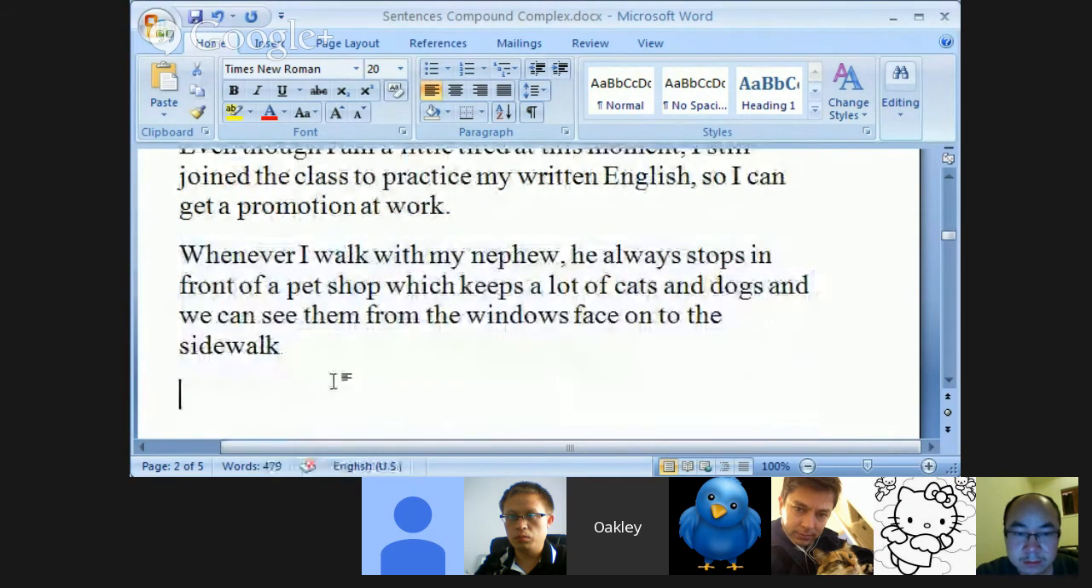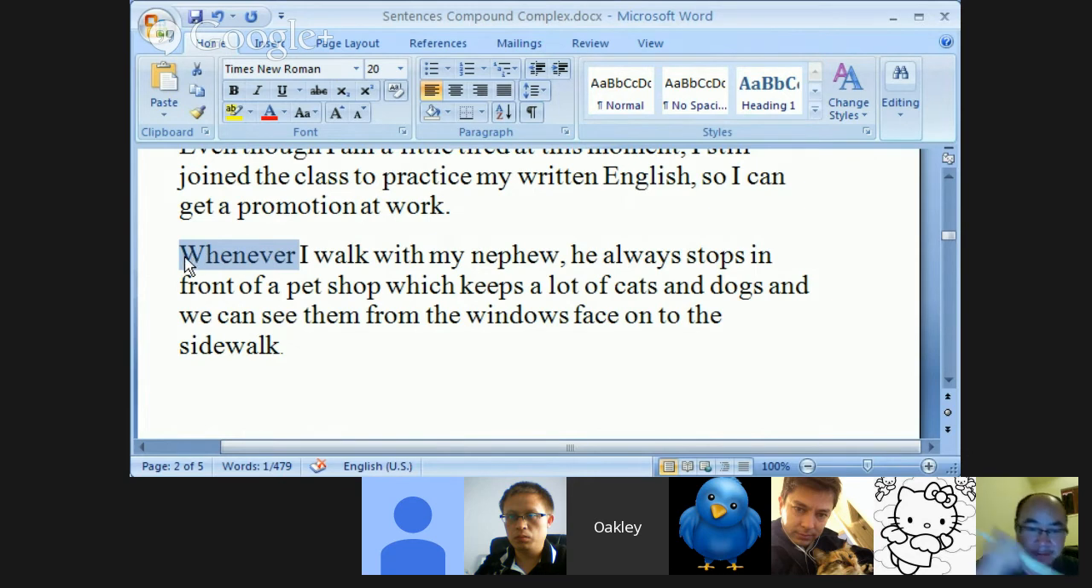Okay, there we go. All right, let's take a look. Whenever, that is clearly a subordinator. Sorry, bad pronunciation. Whenever I walk with my nephew, okay, there's my comma, very good. He always stops in front of a pet shop, which keeps a lot of cats and dogs, and we can see them from the windows face onto the sidewalk.